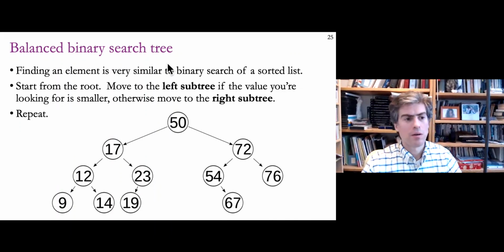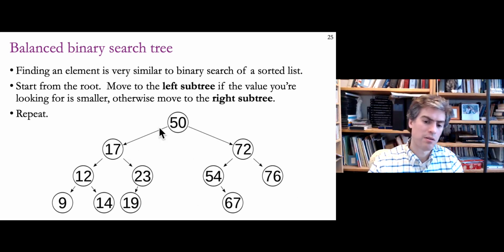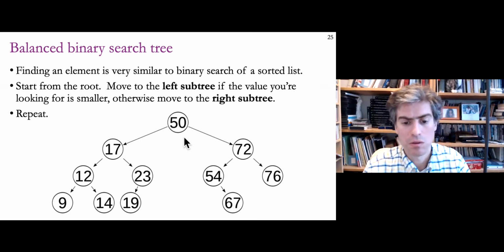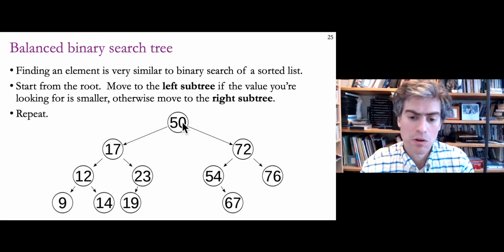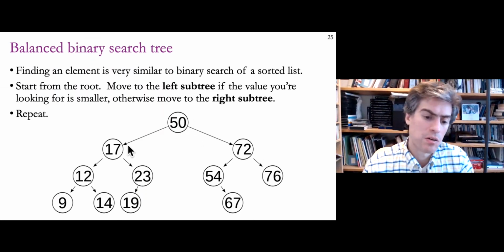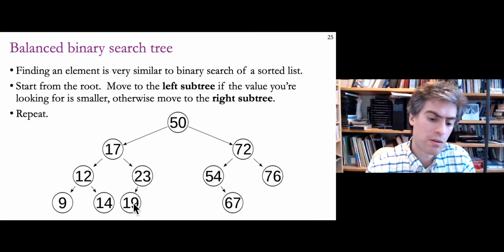Yeah, so a balanced binary search tree, as you know, is sort of equivalent to binary search in the sense that it organizes data in a way that you can efficiently find any element by navigating left or right down the tree, depending on whether the item you're looking for is greater than or less than the element you encounter. So if you're looking for 19, you start at the root always. You see 19 is less than 50, so you go left. 19 is greater than 17, so you go right. It's less than 23, so you go left, and voila, you find it.